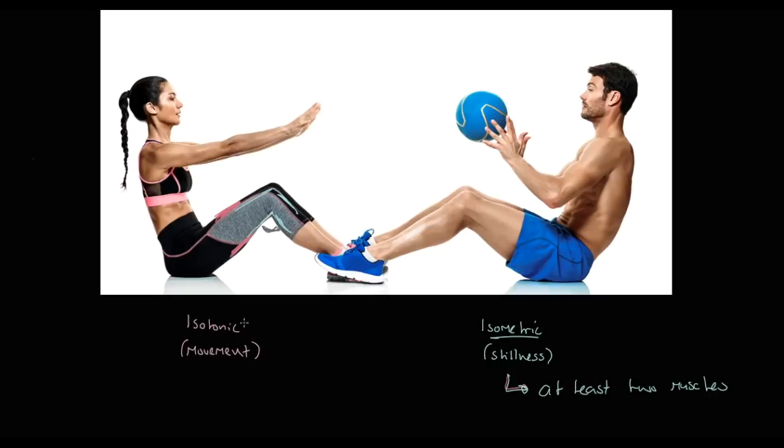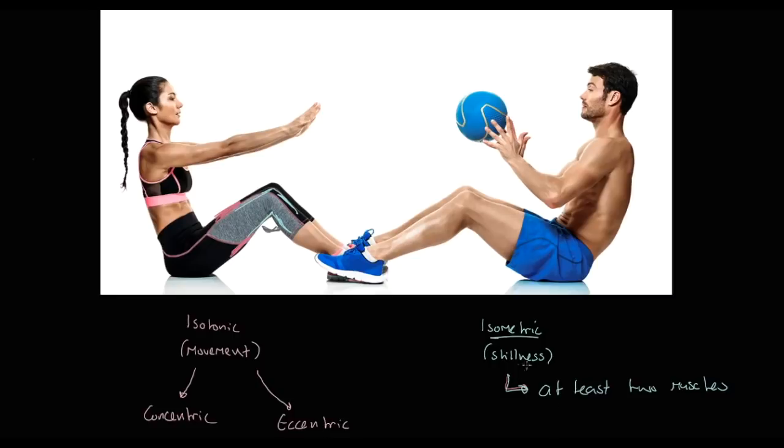Now, isotonic is a slightly different case. It splits into two groups. We have what we call our concentric contractions, more of which in a second, and we have what we call our eccentric contractions, not to be confused with eccentric forces, which is how we describe a torque, a force applied away from the center of mass of an object causing angular motion. Let's not get confused. It's the same word, different concept. So let's look at these concentric and eccentric notions.